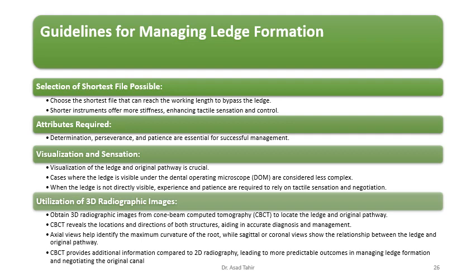Utilization of 3D radiographic images. Obtain 3D radiographic images from cone beam computed tomography, CBCT, to locate the ledge and original pathway. CBCT reveals the locations and directions of structures, aiding in accurate diagnosis and management. Axial views help identify the maximum curvature of the root, while sagittal or coronal views show the relationship between the ledge and original pathway. CBCT provides additional information compared to 2D radiography, leading to more predictable outcomes in managing ledge formation and negotiating the original canal.